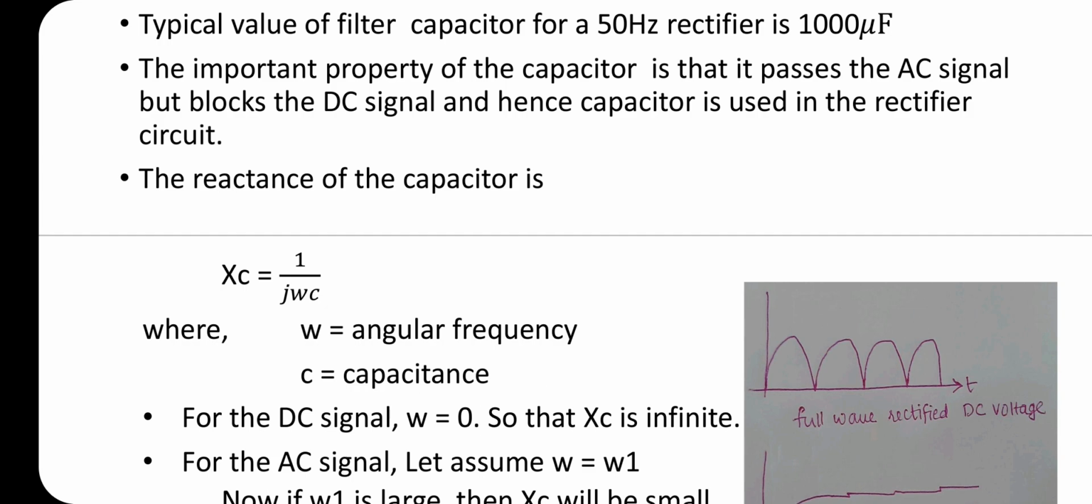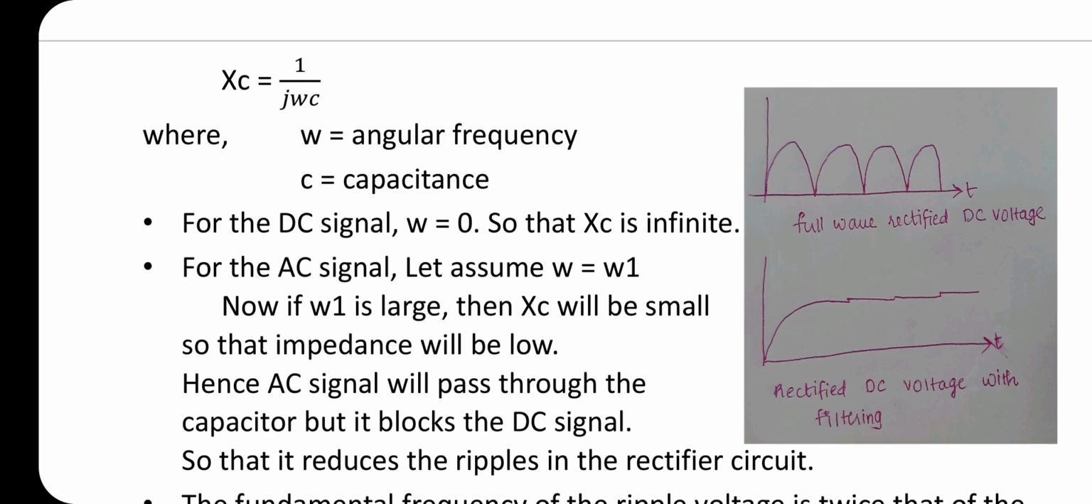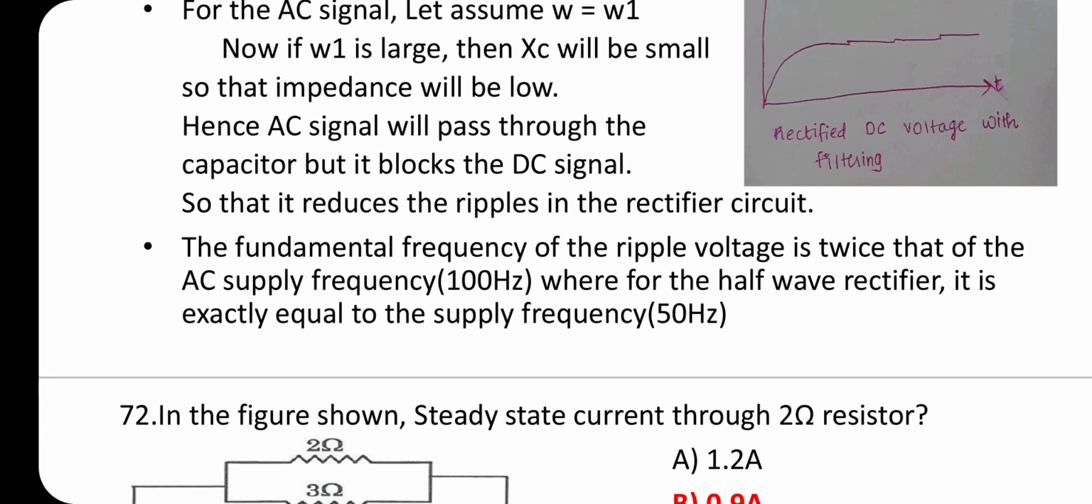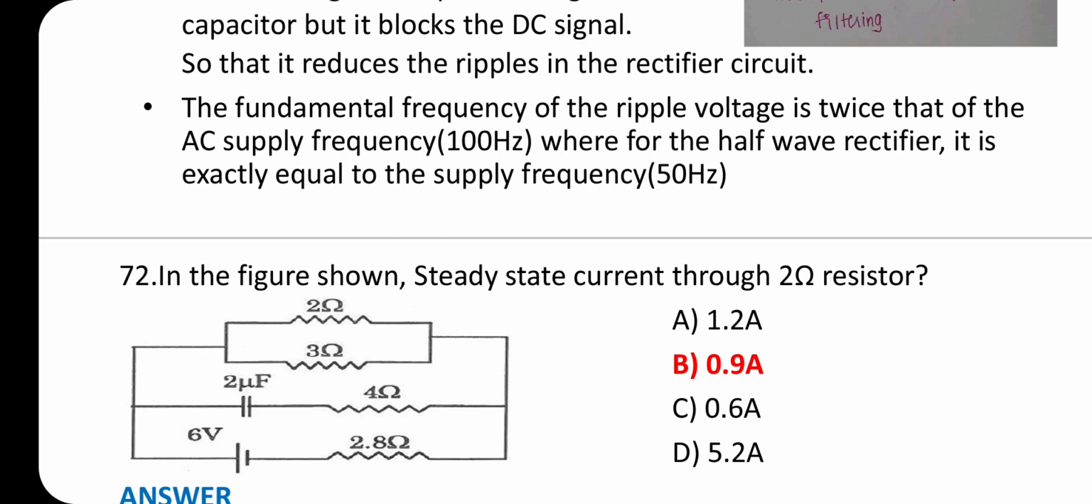For the DC signal, omega equal to 0, so the Xc is infinite. For the AC signal, let us assume omega equal to omega 1. Now if omega 1 is large, then Xc will be small, so that impedance will be low. Hence AC signal will pass through the capacitor, but it blocks the DC signal, so that it reduces the ripples in the rectifier circuit. This figure shows the full wave rectifier DC output voltage, and the second one shows the rectifier DC voltage with the filtering, that is after using the 1000 microfarad capacitor. The fundamental frequency of the ripple is twice that of the AC supply frequency, 100 Hz, whereas for the half wave rectifier it is equal to the supply frequency, 50 Hz.